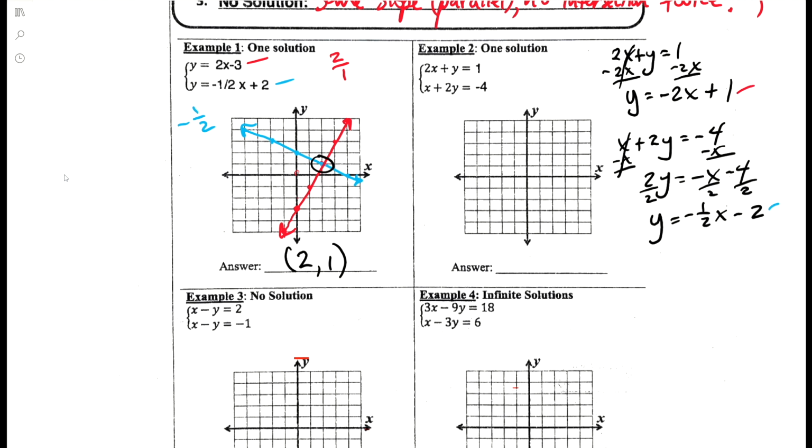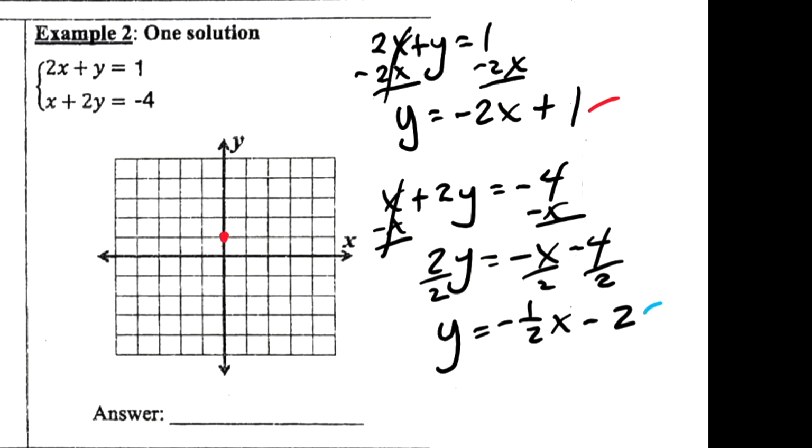The red line is going to start at +1, up 1 from the origin, and have a slope of -2 or -2 over 1.